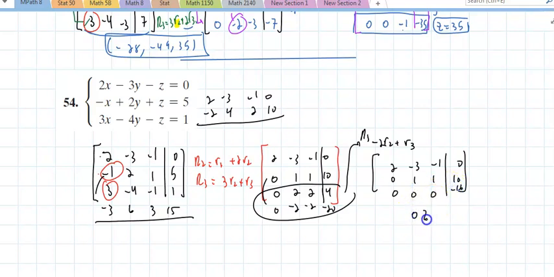This says 0 times z equal negative 16, but 0 times any number is 0. This is saying 0 equal negative 16. That means there is no solution.